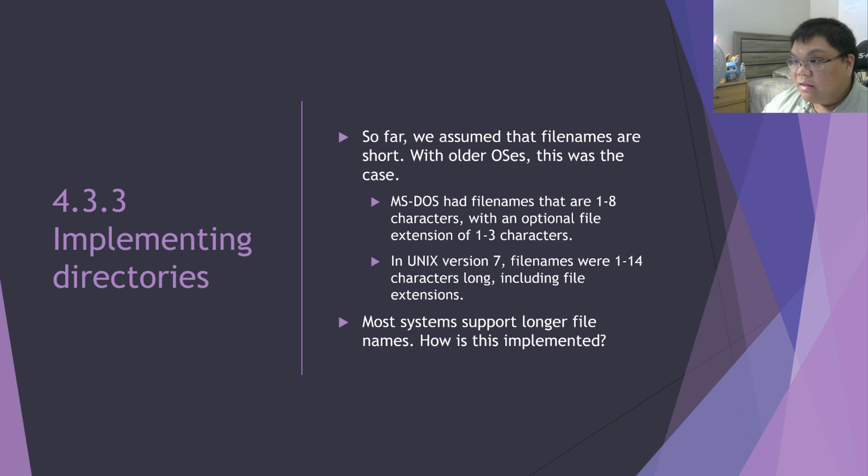The inode, again, is just a data structure that contains the file's metadata and the pointers to that file's blocks. So far, we have assumed that file names are short, and with older operating systems, this was the case. MS-DOS supported file names that were up to 8 characters, with a file extension of up to 3 characters. In Unix version 7, file names were up to 14 characters long, and that already included the file extension. Most systems now support longer file names. How?